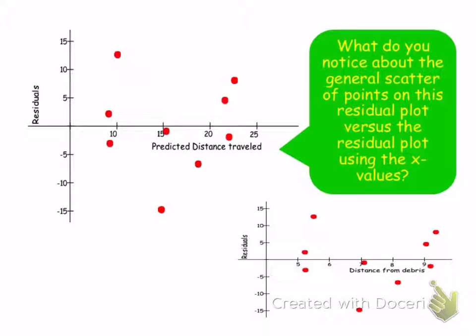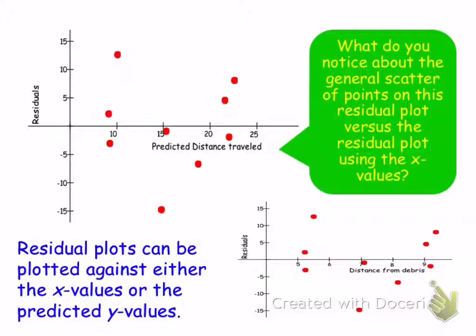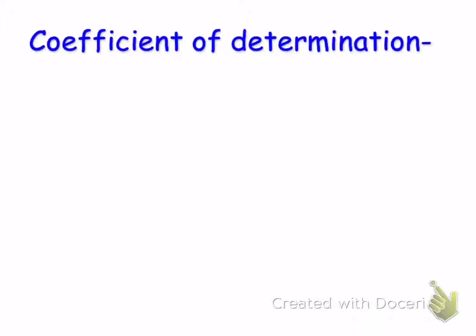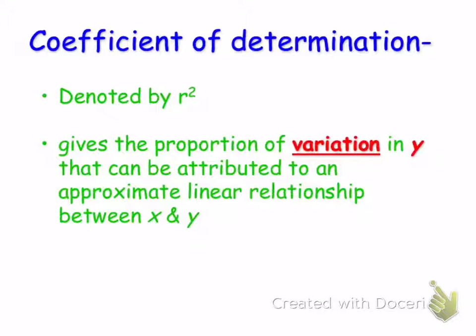So they are the same. That's what you want to know from that. So residual plots can either be plotted against x values or predicted y's. Okay, the last thing we're going to talk about today is coefficient of determination. That is my r squared.